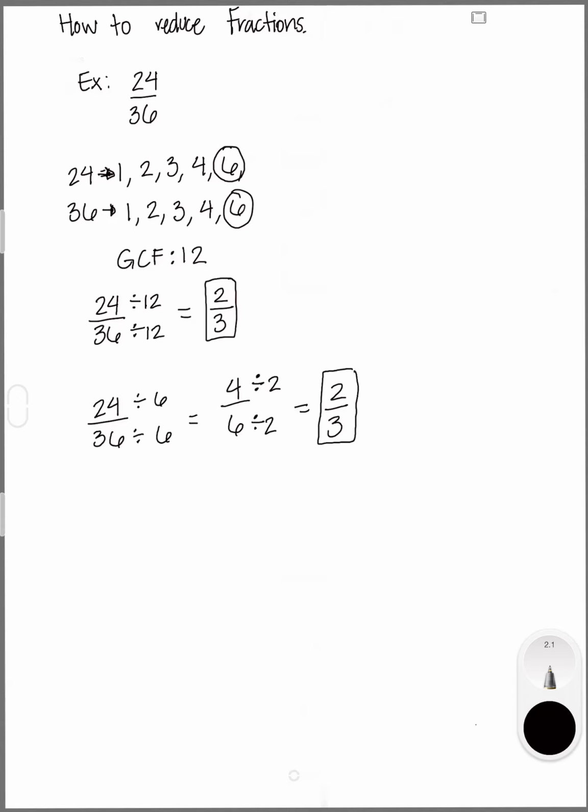So again, if you know the greatest number that goes into 24 and 36, that's going to take you only pretty much one step. If you don't remember all the times tables, and if you don't remember what the greatest common factor is, you can also go ahead and break them apart into smaller numbers.